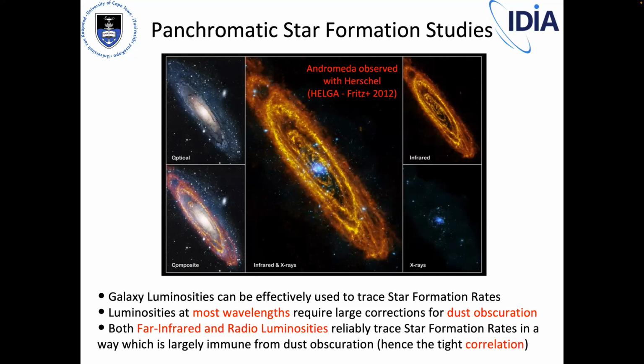So the message is that we can take a look at the different images. The X-rays in particular are interesting because you can see that the black hole sitting at the center of Andromeda is contributing most of the X-ray emission, whereas the bulk of the star formation is happening in the spiral arms, and those are most directly reflected in the infrared.